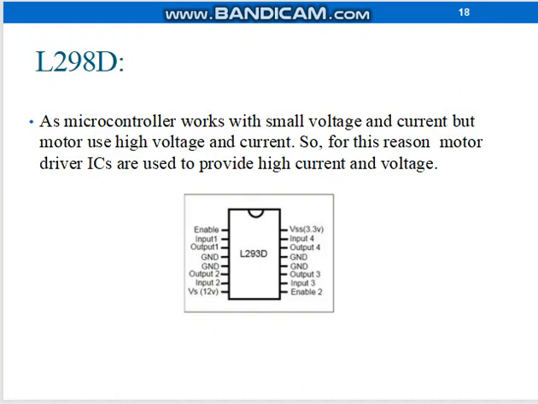Now, the microcontroller works with small voltage and current, but motors use high voltage and current. So for this reason, motor driver ICs are used to provide high current and voltage.